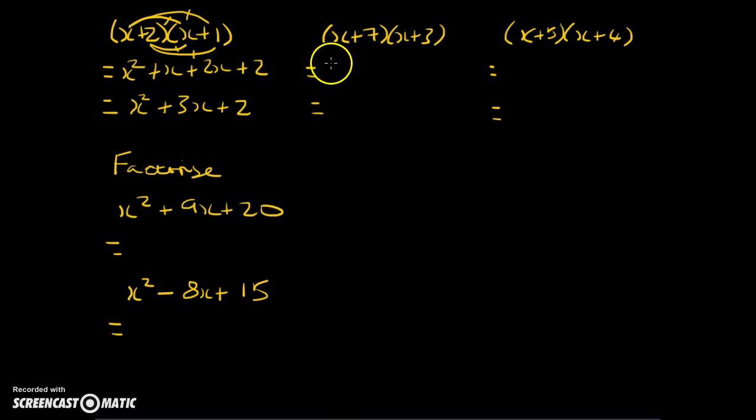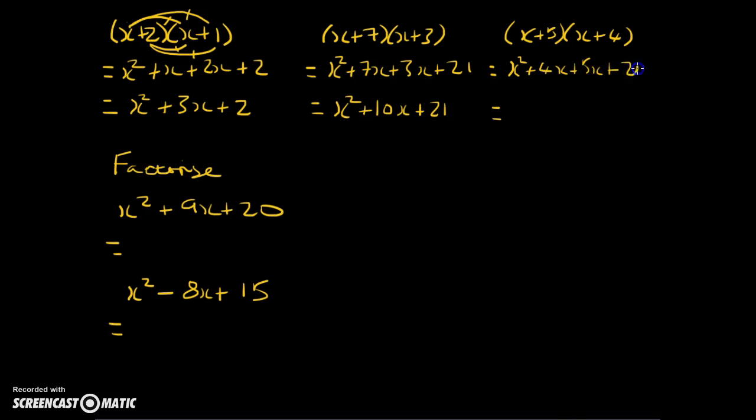I'm just going to do this a bit more quickly. So we get x squared plus 7x plus 3x plus 21, which simplifies down to x squared plus 10x plus 21. And again, I'll do this one a bit more quickly. If you're not particularly comfortable doing that, then you can always do the crab claw technique. So it'll be x squared plus 4x plus 5x plus 20, which simplifies down to x squared plus 9x plus 20.